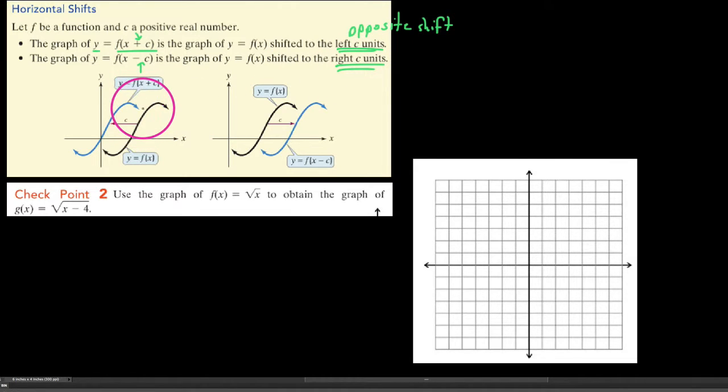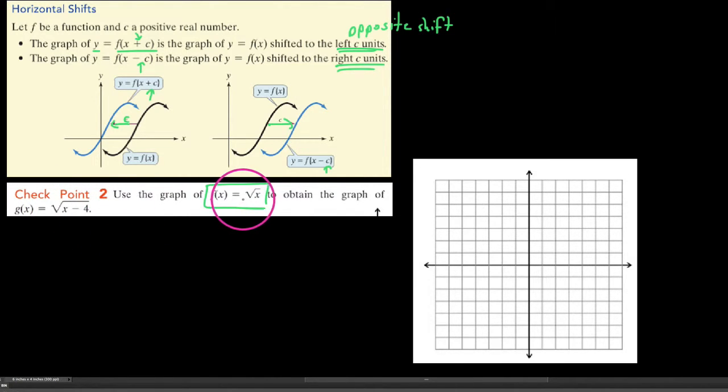And this illustrates both of these instances. If our parent function is this black one right here, y equals f of x, then adding c onto it shifted it c units to the left. And if we have our black function f of x, and we say this is f of x minus c, we would go c units to the right. So using this idea, we want to use the graph of the parent square root function to obtain the graph of g of x, which is the square root of x minus 4.